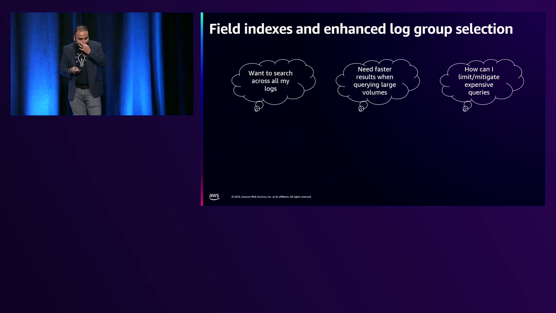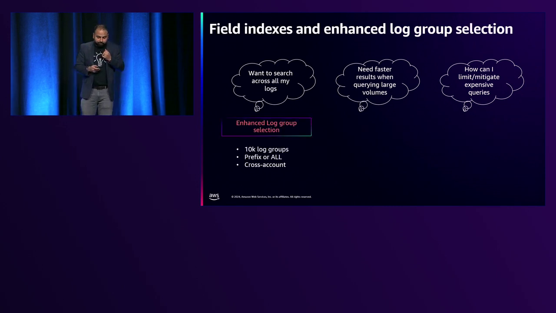So the solution to that, what we came up with, was the enhanced log group selection, which allows you to select up to 10,000 log groups at the same time, not by individual 10 log groups, because that would be untenable, but by log group name prefix. Or if your accounts only have a few hundred log groups or less than 10,000 log groups, you can just search all. But now, how do we make them faster?